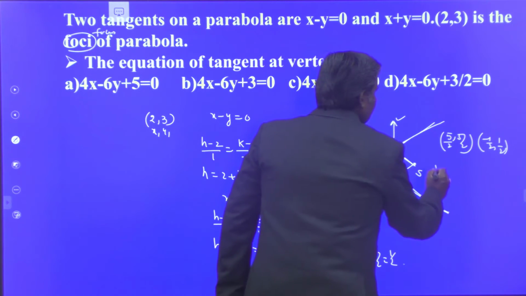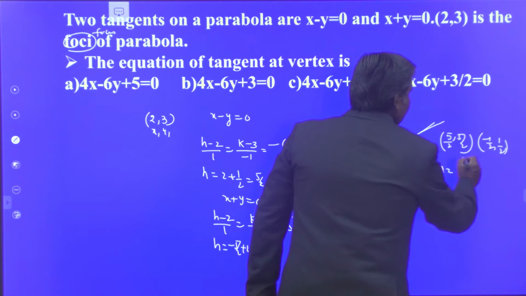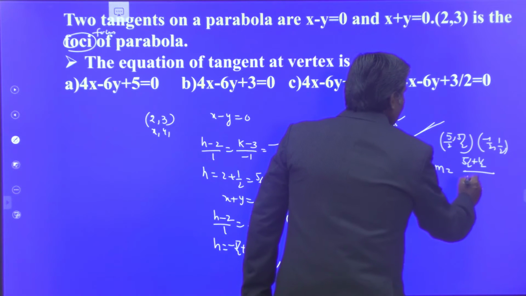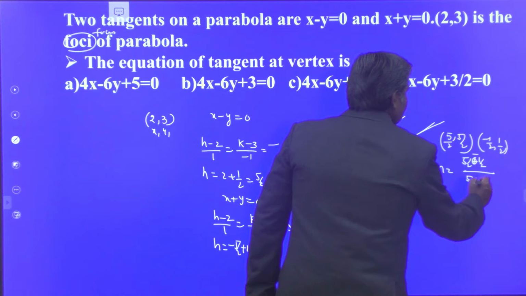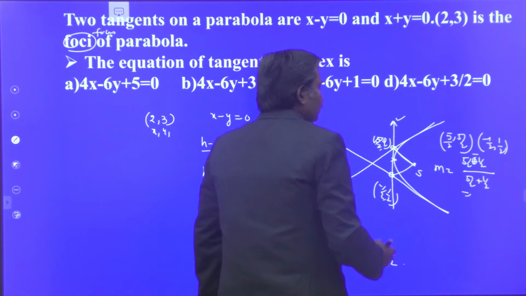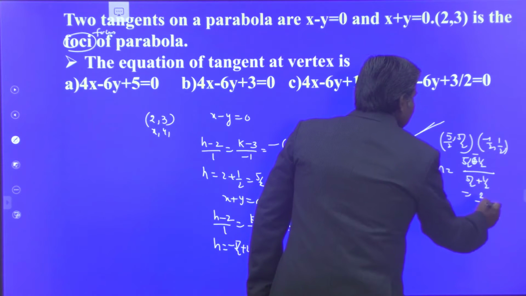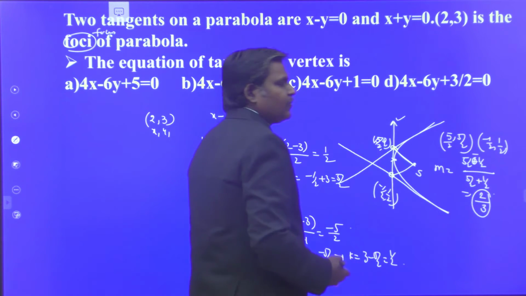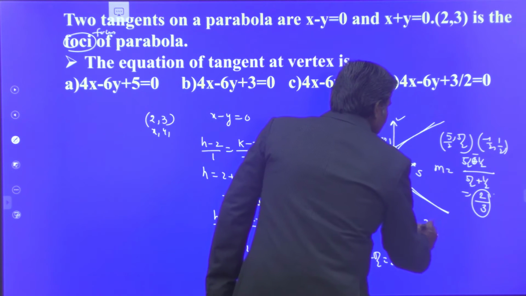Can you find the slope of the line joining these two points? You can easily find that one. (5/2 + 1/2) divided by (5/2 - (-1/2))... that is, 5 minus 1 is 4 by 2, that is 2, and 6 by 2, that is 3. So 2/3 is the slope of the line. So the equation of any line having slope 2/3 is what?